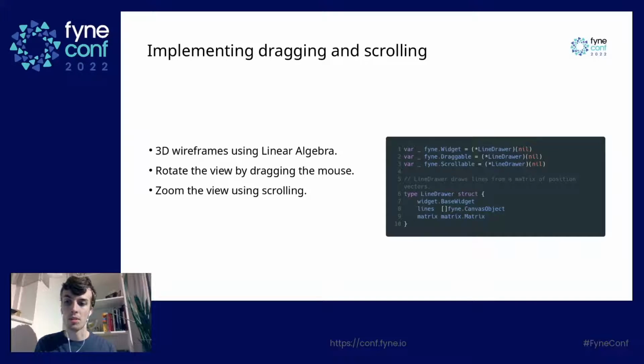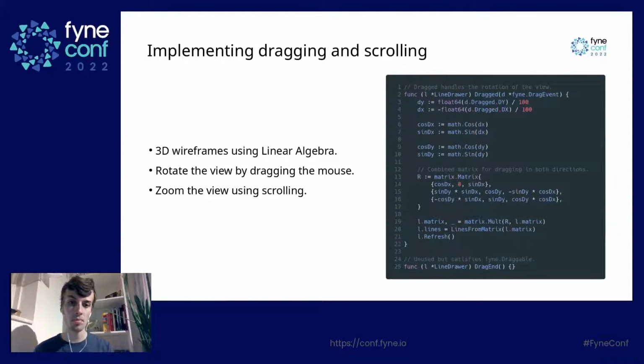So we want the view to be rotated when we move our mouse. We can do this by implementing the Fyne.draggable interface that we talked about before. And if we want to zoom in and out, we can use the scrollable interface to receive scroll events. So let's implement our line drawer by adding the base widget into our struct, for example. And then we start with the Fyne.draggable interface.